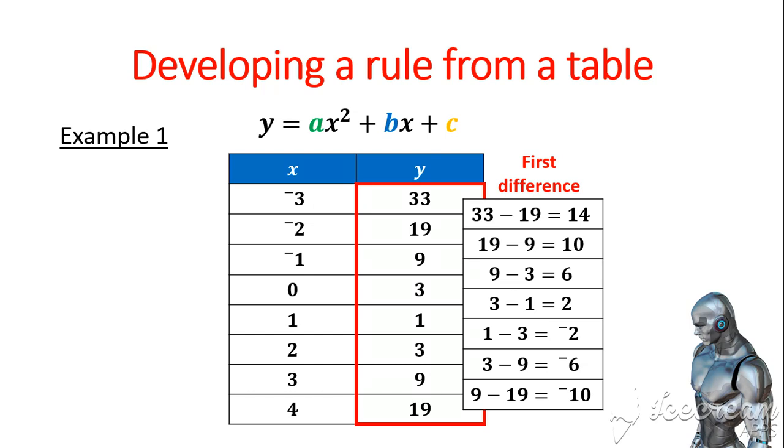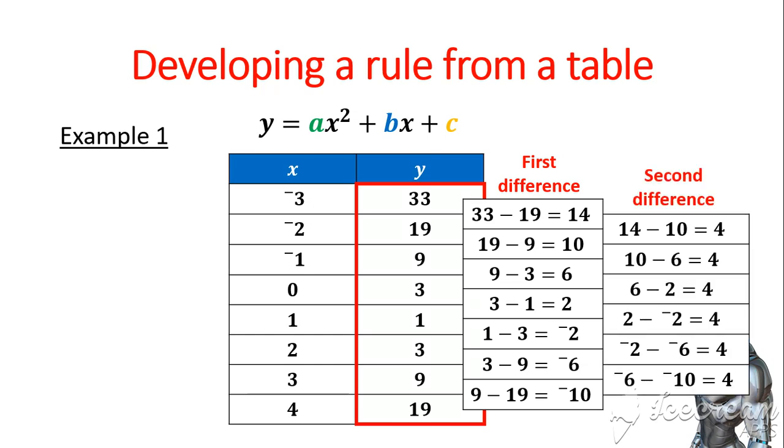We need to keep going to a second difference column. So we need to go 14 minus 10 is 4. 10 minus 6 is 4. 6 minus 2 is 4. 2 minus negative 2 is 4. Negative 2 minus negative 6 is positive 4. And negative 6 minus negative 10 is positive 4. So we get what's called the second difference. Now the second difference must all be the same number. And if it is, you know that it's a parabolic function.